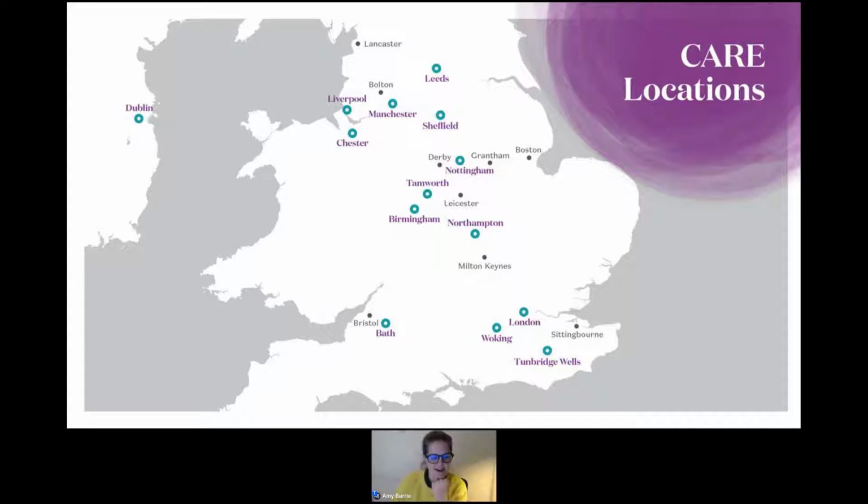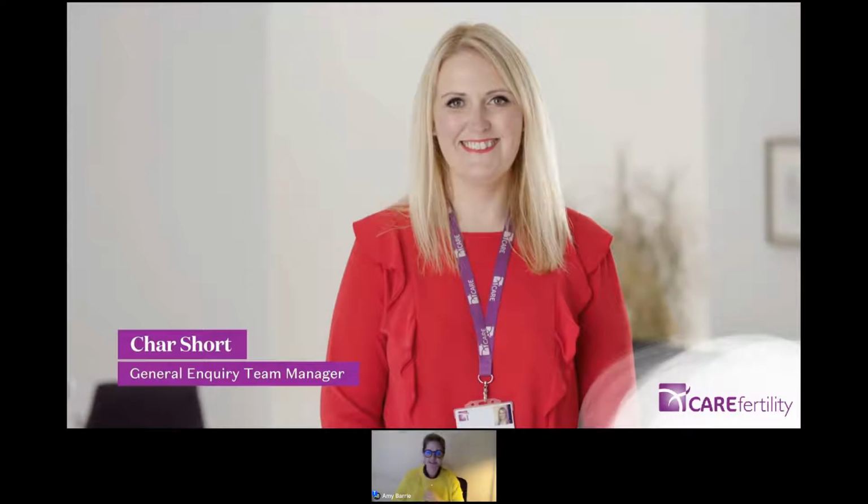So you can see our main clinics here in the purple text, and then we've got a few smaller clinics that we would class as our satellite clinics, where you would go for basic monitoring or blood tests, and then you'd have your main procedures in one of the big clinics that you can see in the purple text. So it's really easy to get started with Care.